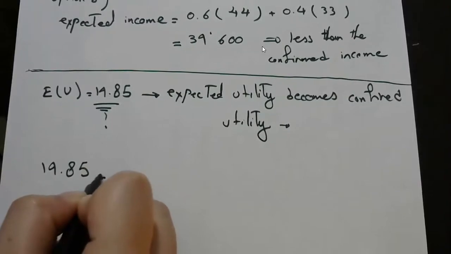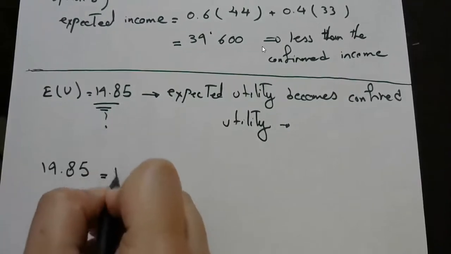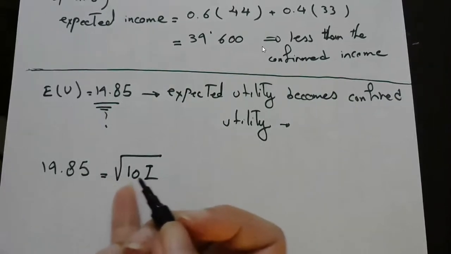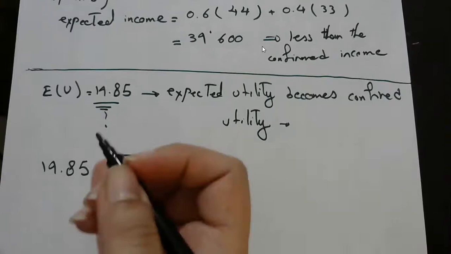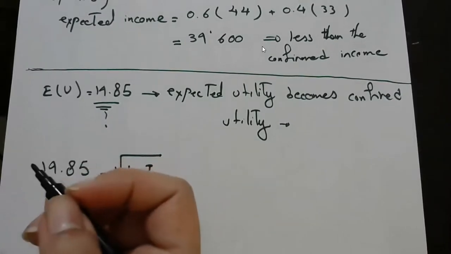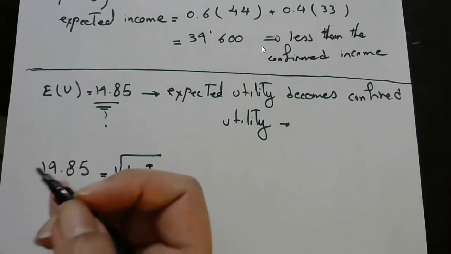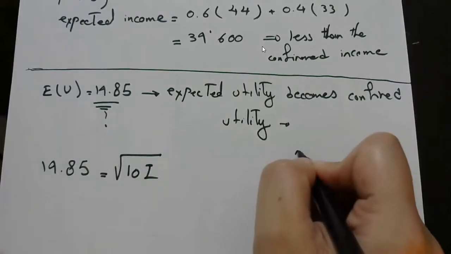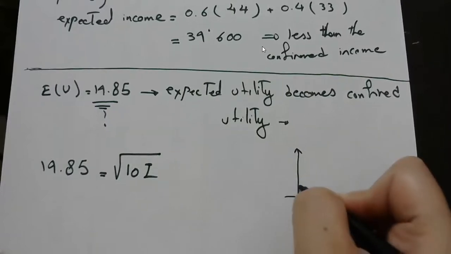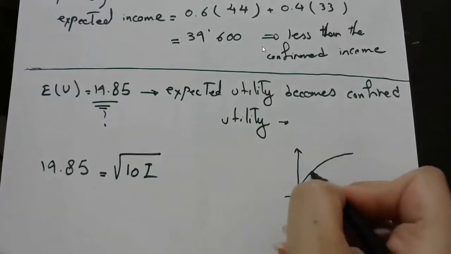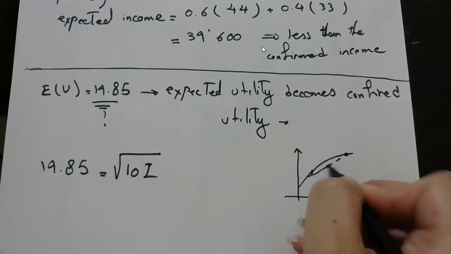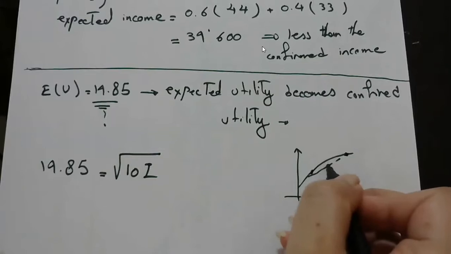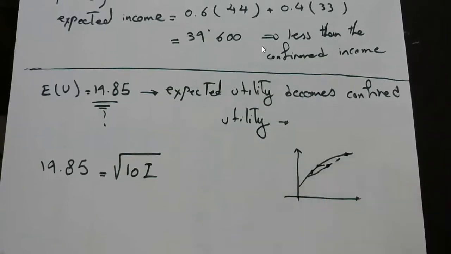So what you have to do is put 19.85 equal to 10i. This is the utility function, right? We want to show that this expected utility is confirmed. Do you remember that once, during the class, we had a utility function like this? I said that the expected income is somewhere here. For that expected income, you want to have the utility. You come up and then you see the utility from here.